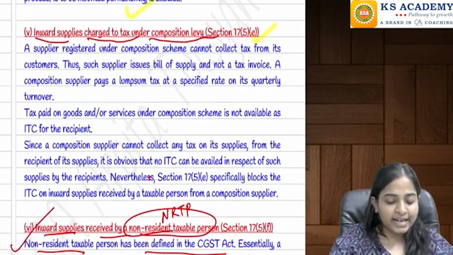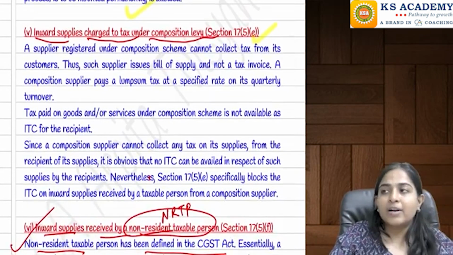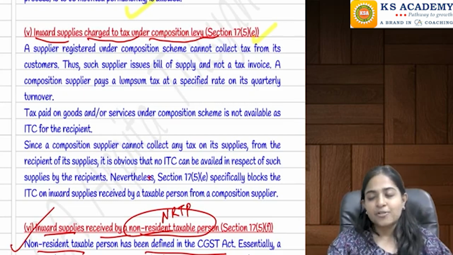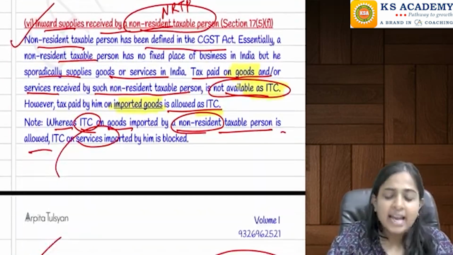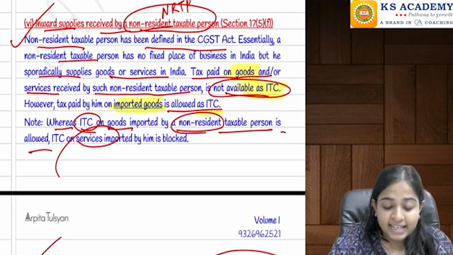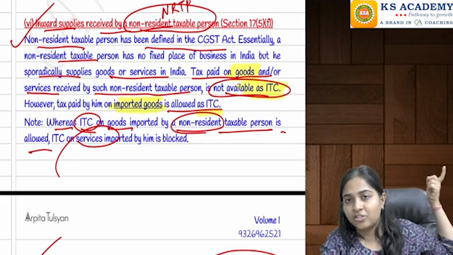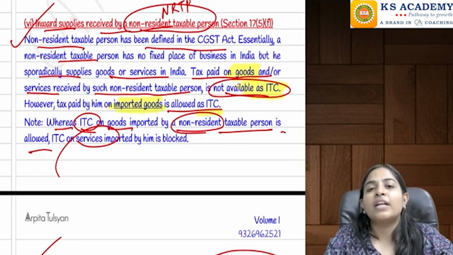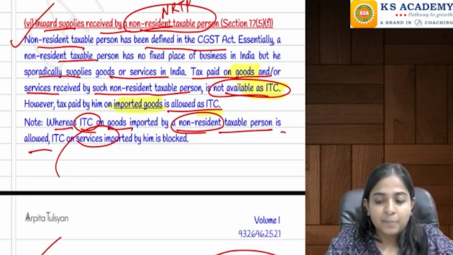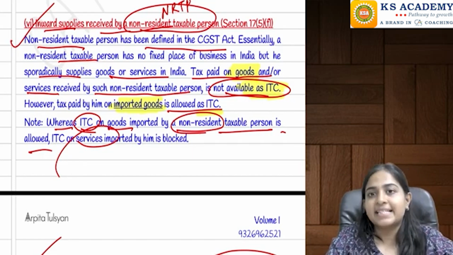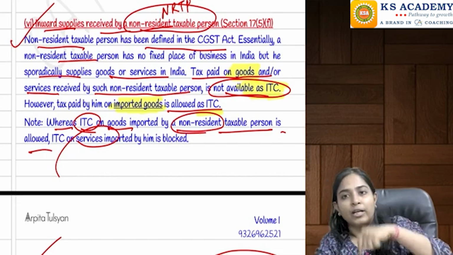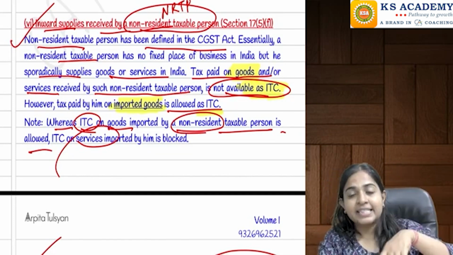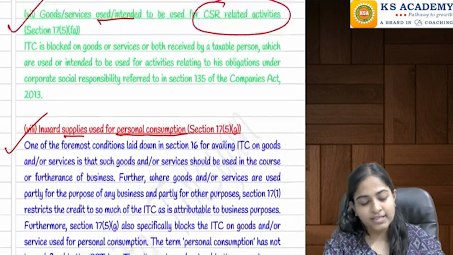Then after that, next one, inward supplies charged to tax under composition levy. If I am registered under composition levy, then definitely all my inputs are totally blocked. That is, the tax on my inputs is totally blocked. I cannot take any input tax credit. Then we had studied about NRTP, non-resident taxable person, a person who is normally not a resident in India, but occasionally makes some supplies here in India. Whatever is his input tax credit is totally blocked, except if this NRTP imports any goods into India and pays IGST, goods, not services. If he pays IGST on import of goods, then only that credit is available. Otherwise, all his credits are blocked.